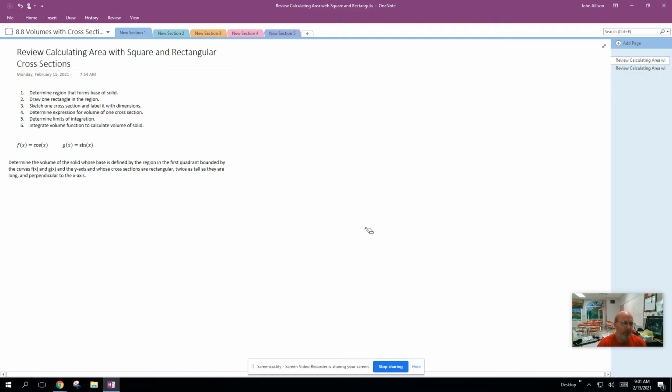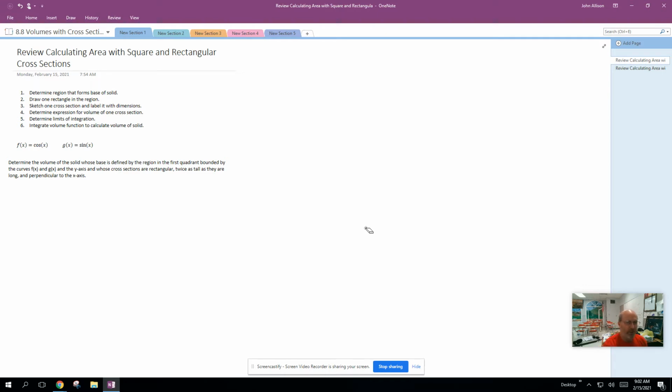So recall, when we were calculating the volume with square and rectangular cross sections, we wanted to determine the region that forms the base of the solid. Then we wanted to draw a rectangle in the region. We wanted to sketch one cross section and label its dimensions. Then we would determine an expression for the volume of one cross section. We determined limits of integration for our solid, and then we integrate the volume function to calculate the volume of the solid.